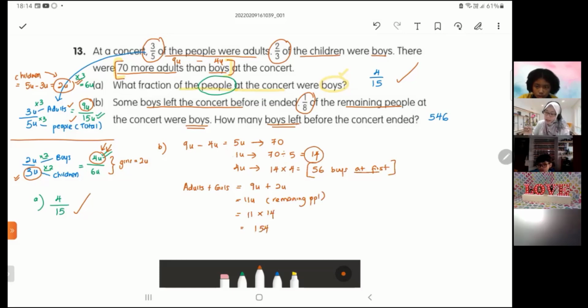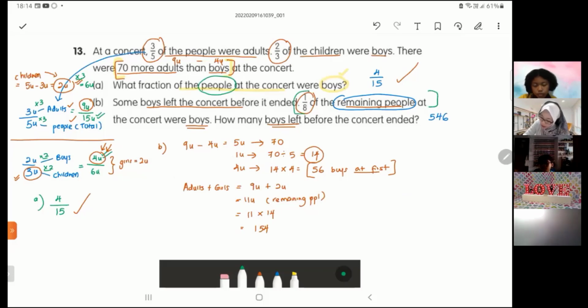154. Okay, now why do I want to find the remaining people? Remember, just now the remaining people at the concert were boys. So I know 1/8 of the remaining people times 154. Either you can use fractions or, if not, it's okay, we use units. So 154 is actually this part here.